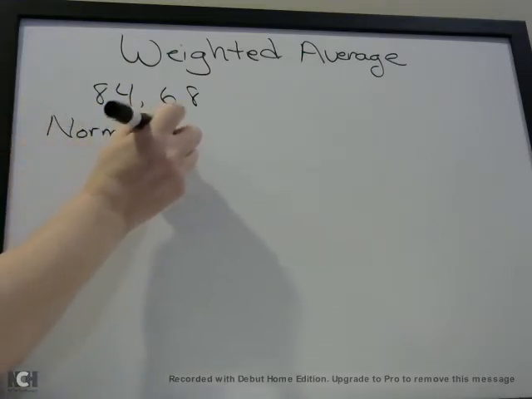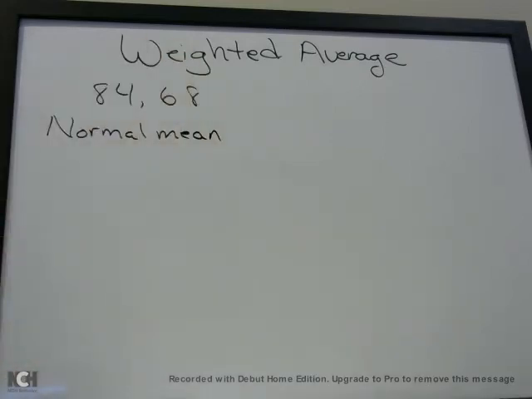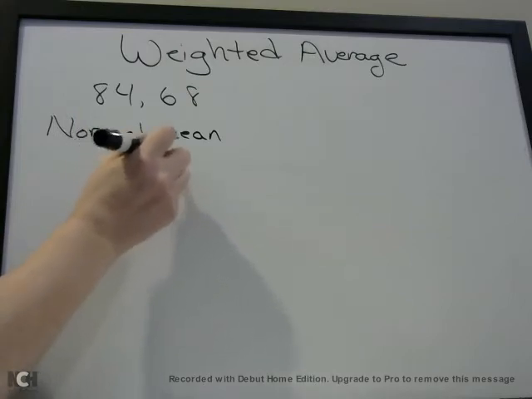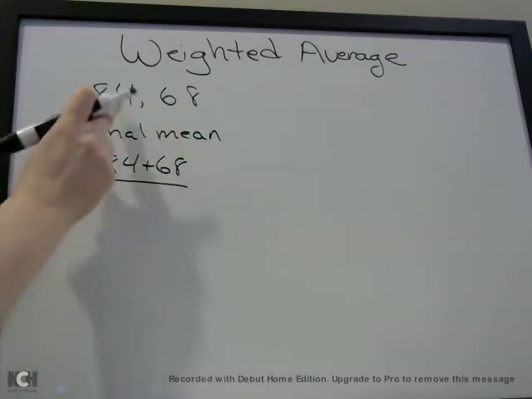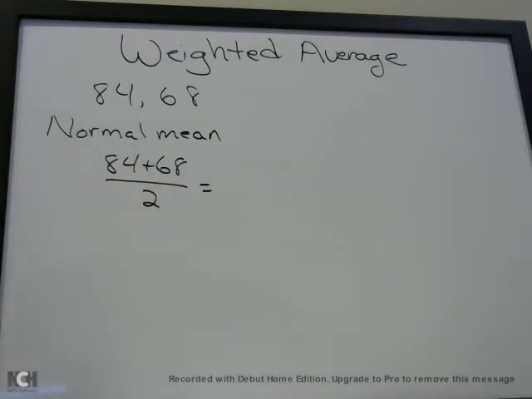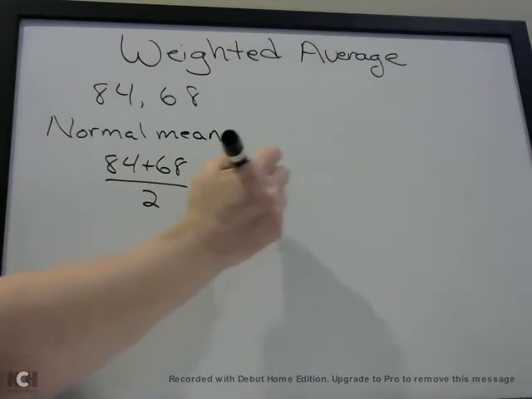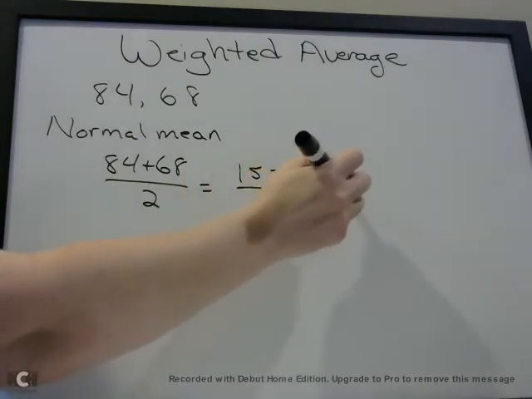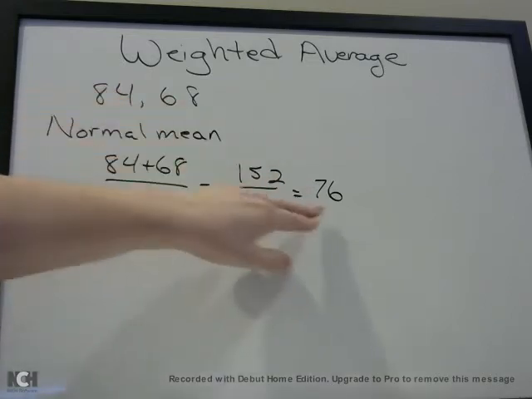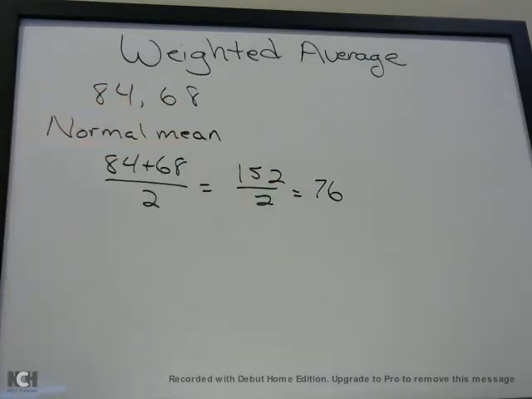Now we're going to just do a normal mean. So again, if you don't know how to do this, watch the video. To do a normal mean, you add the numbers and divide by how many there are. There's two of them. And we would go through this process. We would get 152 divided by 2 equals 76. So the average, or the mean, of these two numbers is 76.